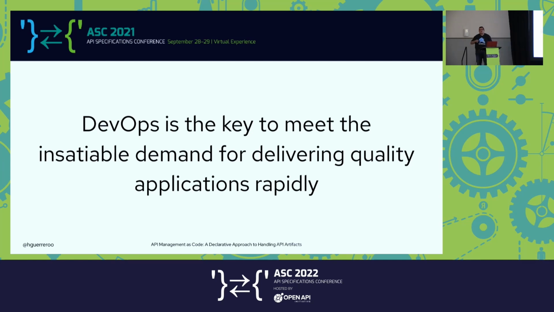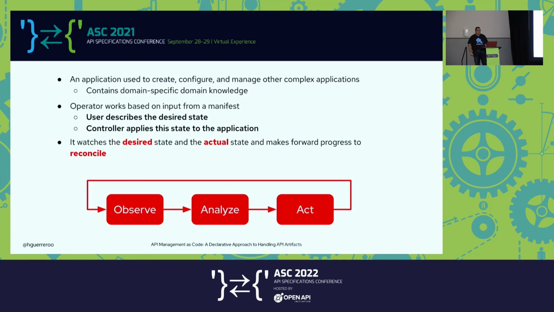With DevOps, we have different concepts like continuous integration, where you build and deploy the artifacts, and continuous delivery, where we are actually making those services available. One of the key elements of the DevOps approach to take into account is the concept of the operator pattern. The benefit of the operator pattern for managing APIs is that we can define, in a declarative way, the desired state of my architecture, my application, or in our case, my API artifacts.